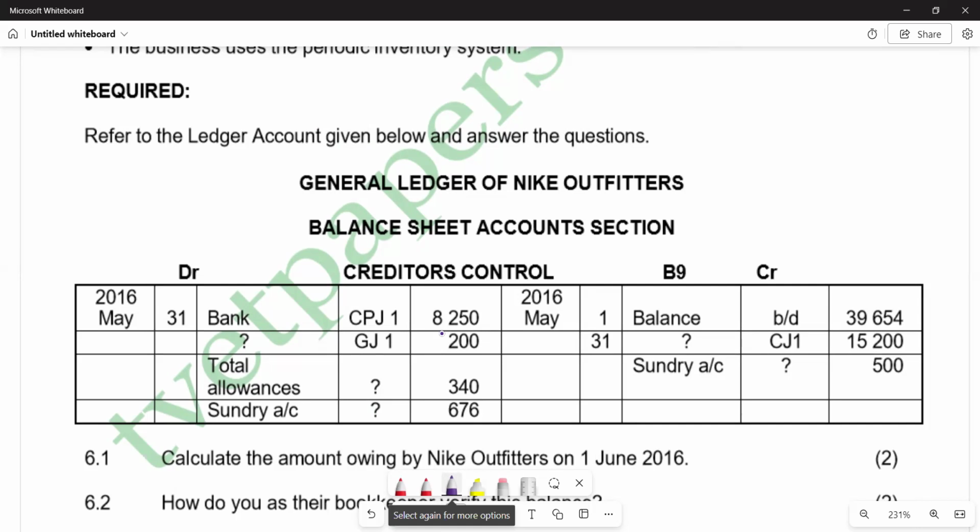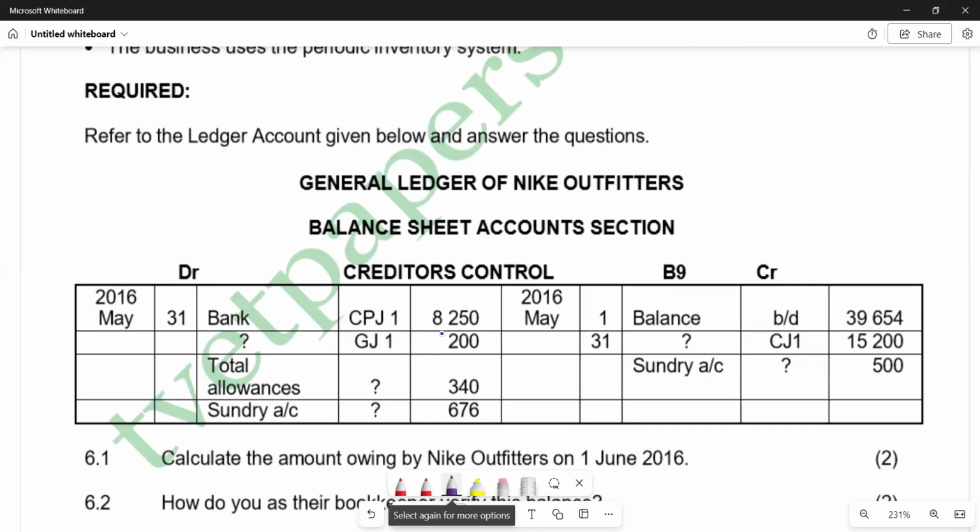So basically, we add the total of the debit and the credit, then we compare the two. The credit total will come in between the double lines, and then the balance CD will come at the side with the smaller total, and the amount will be the difference between the two totals. So this is what we have.